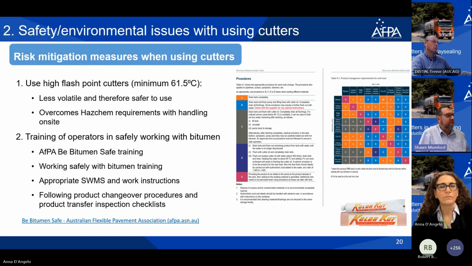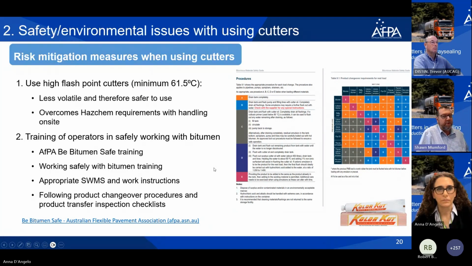Training. I probably can't emphasize enough how important the training side of working with cutters and cutbacks can be. There's training courses available through AfPA with bitumen safe training and working safely with bitumen training. Any operators that are working with cutters or cutbacks really should have a good understanding of that type of training. And they also should make sure that they've got appropriate safe work method statements and work instructions in place, and follow the product changeover procedures and product transfer inspection checklists.